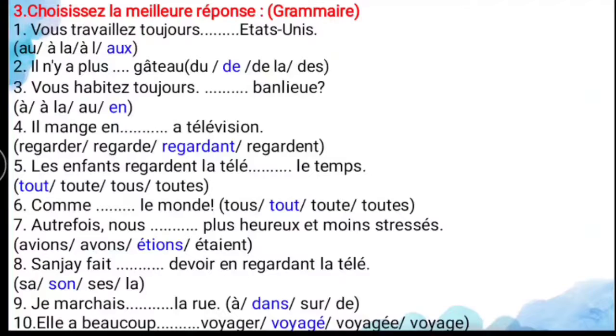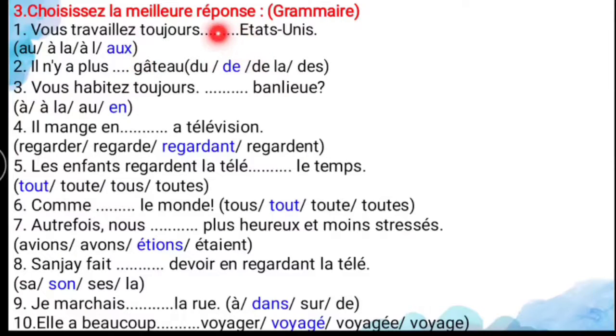And move to the third content. "Choisissez la meilleure réponse." That is the grammar part, which is based on your second lesson only. So the first one: "Vous travaillez toujours dash États-Unis." So here you have to use a contracted article. Contracted article means at the, to the, in the. So these are the contracted articles. Au is used for the masculine singular, à la is used for the feminine singular, and à l' is used when the noun begins with a vowel, and aux is used for the plural.